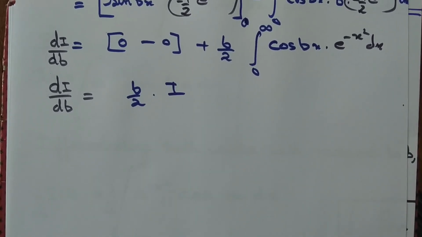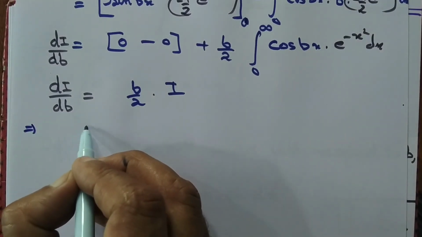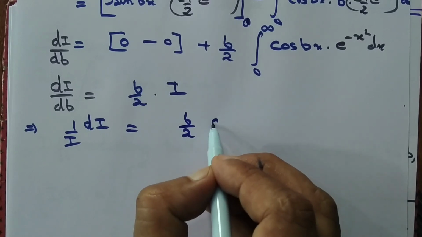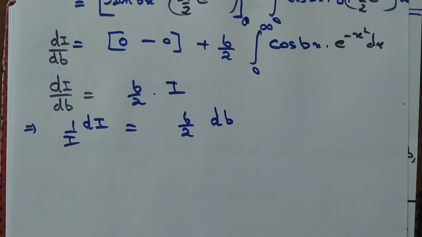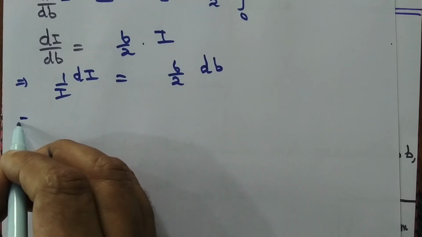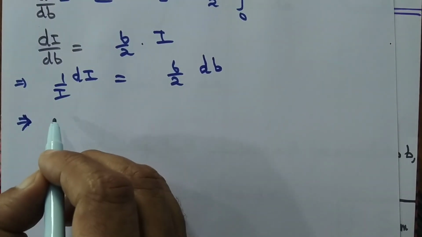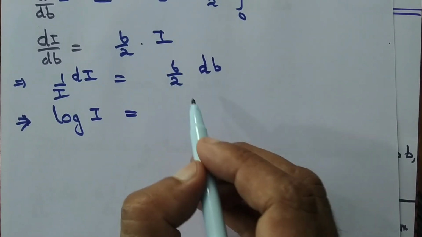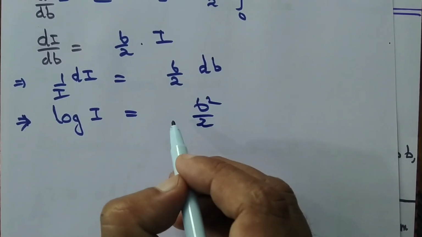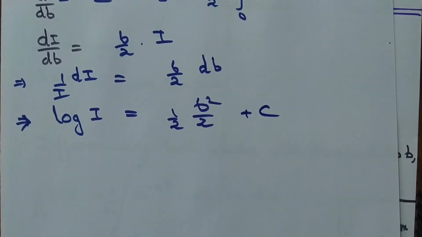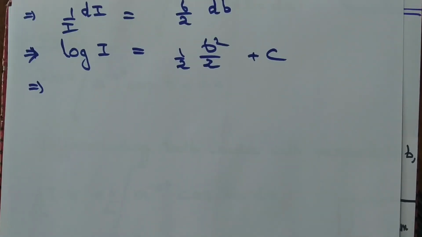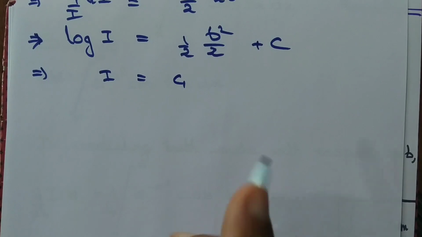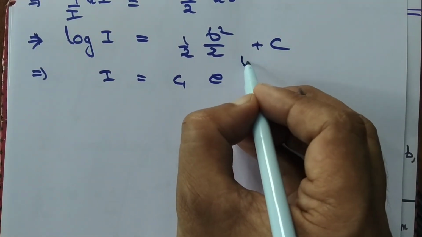Of course, now we will integrate it. So what we do is we simply write it as 1 by I dI equal to b by 2 db. Do you know how to integrate it? Of course, yes. The integral of 1 by I dI is log of I. How about b by 2 db? The integral of b is b square by 2, and then half as it is. Of course, plus some constant of integration. This can simply be written as I equal to e to the power constant, which is another constant, let's call it c1, e to the power b square by 4.